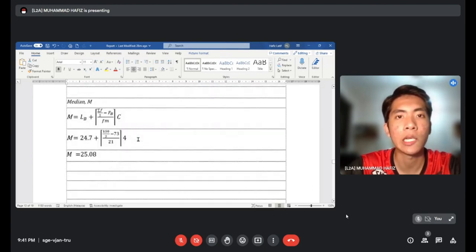The third calculation is median. By using this formula, we got 25.08 for the median.